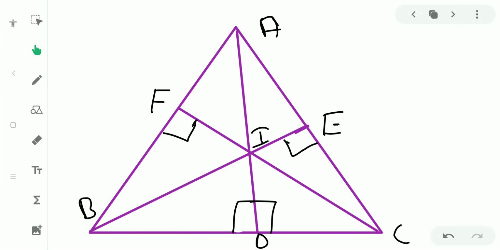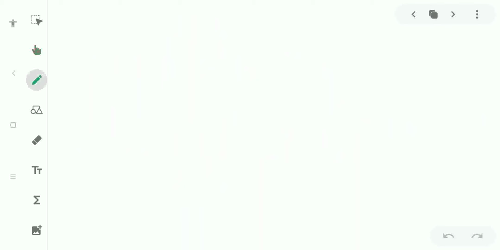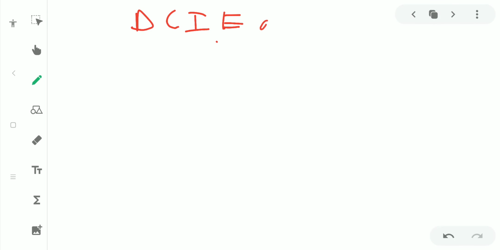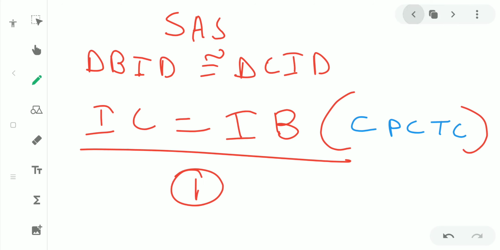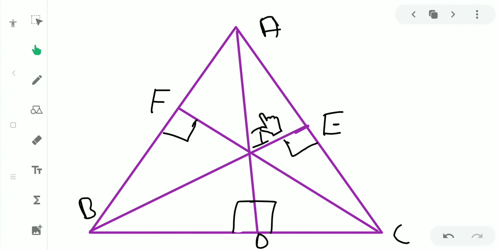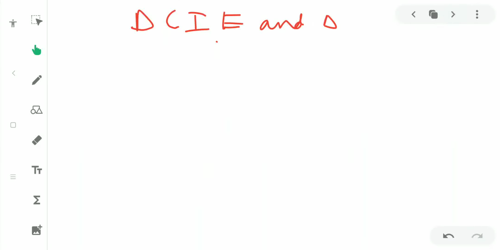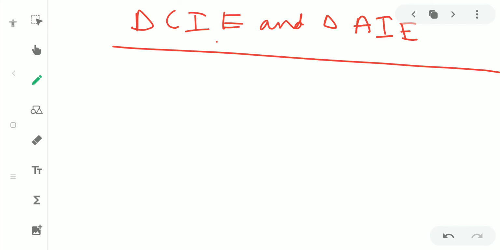So triangle CIE, sorry it is not F, CIE and triangle AIE, triangle CIE and AIE. So triangle CIE and triangle, we are having CIE and AIE. Triangle AIE. So these two triangles, let us prove the congruency.